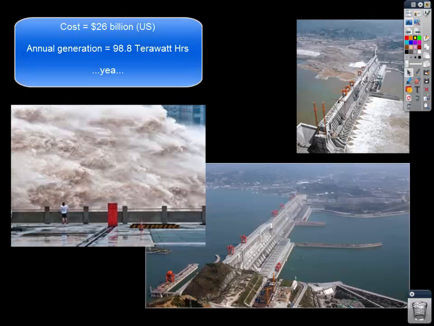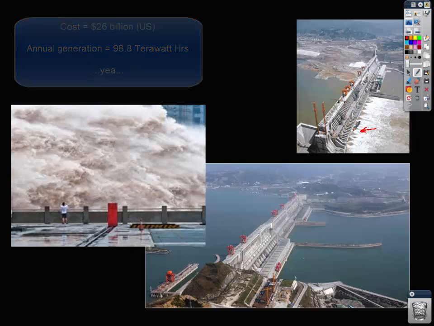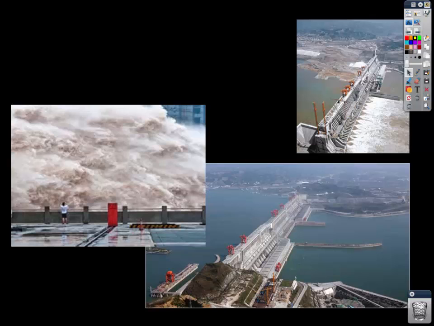pretty hard to get a sense of scale here. The dam itself is over 600 feet tall, but I'll try and help you here. If you look at these jets here in the top right, emitting water out of the dam itself, that's the same picture as this. That's the amount of water coming through this thing. Just a huge structure.